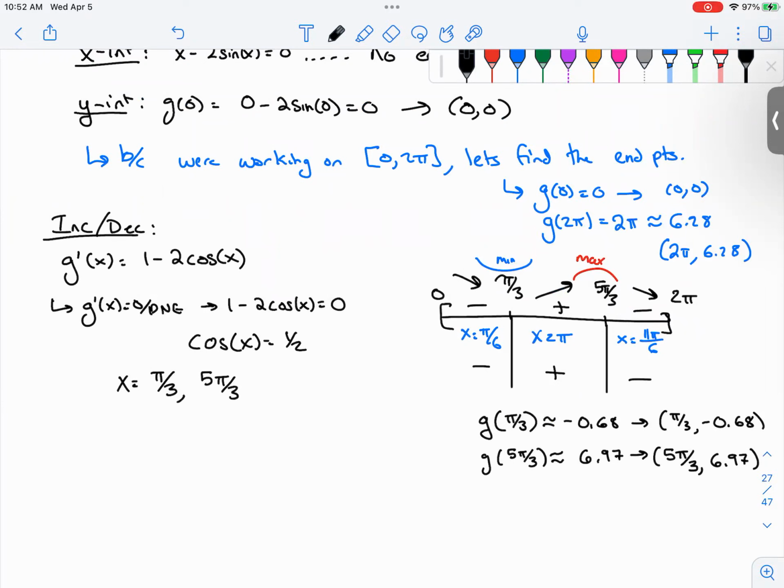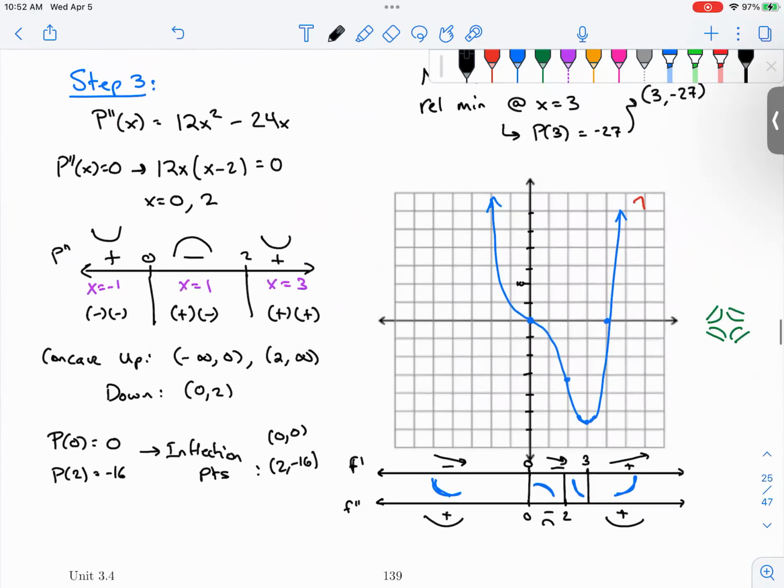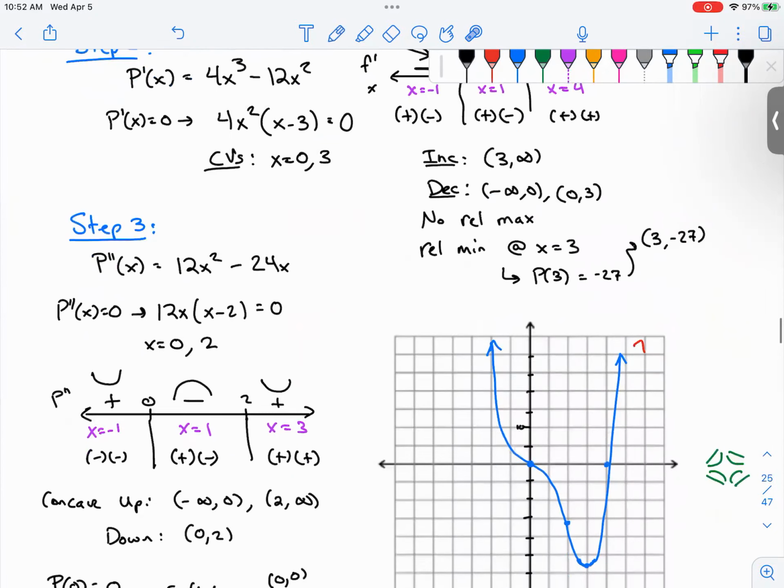Did we not need that on the previous problem? We only had one relative extreme on the last problem. We only had 0, 0. But if you look back, we only briefly talked about it, but on this one, we did find the relative minimums and the inflection points.